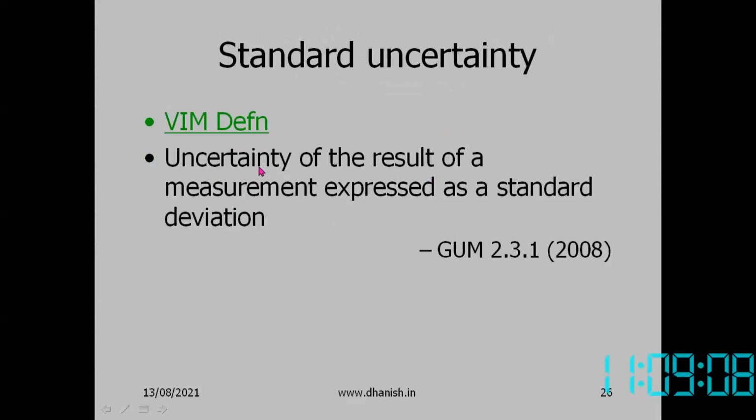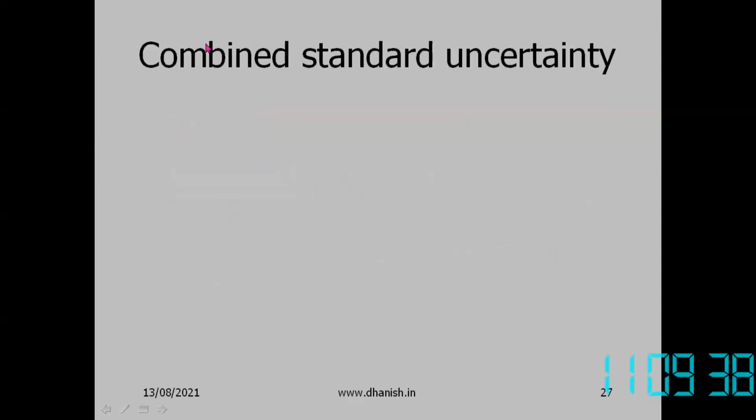There is a slight difference between the definition given in the GUM and the VIM. The VIM is the latest version, so normally we should follow the VIM definition. The GUM definition we should treat as an explanatory definition. Standard uncertainty is denoted by small u. Next is combined standard uncertainty.